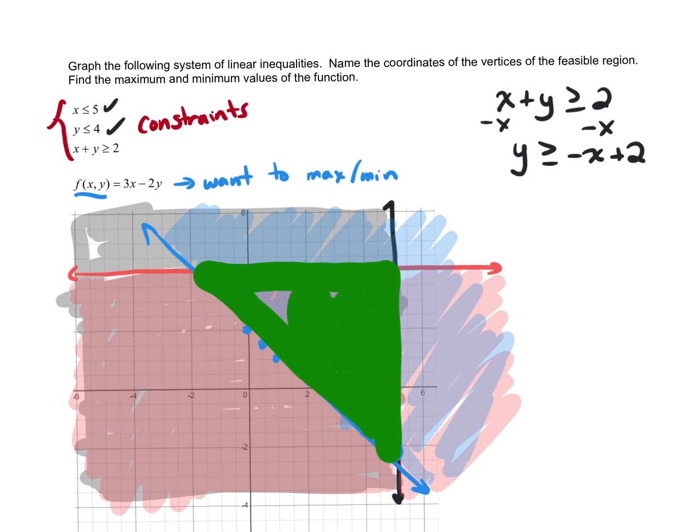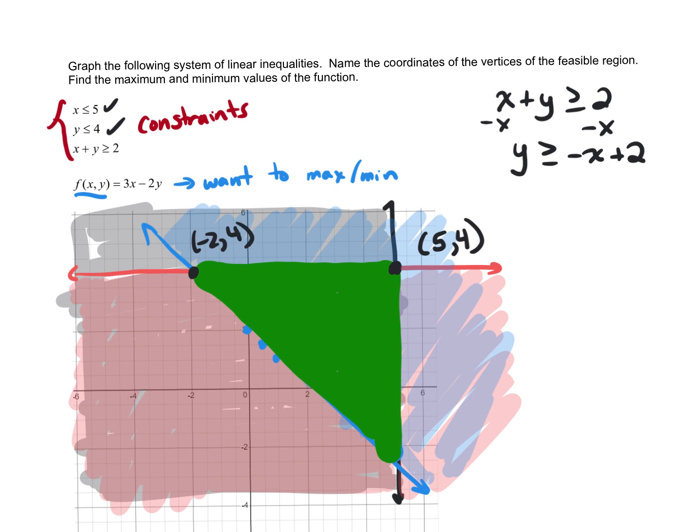Now, the key is I have to find the corners of this region, right? The corners are going to be very important, these vertices. Some of them will be easier than others to find. Your graphing calculator will also obviously be very helpful in this. This one's 5, 4. This one over here intersects at -2, 4, pardon me. I'm just looking at the ordered pairs.